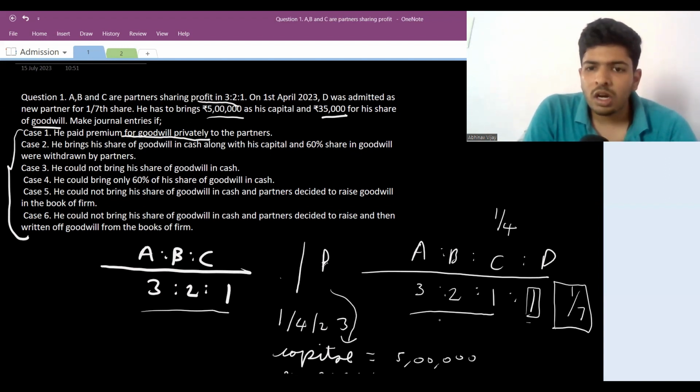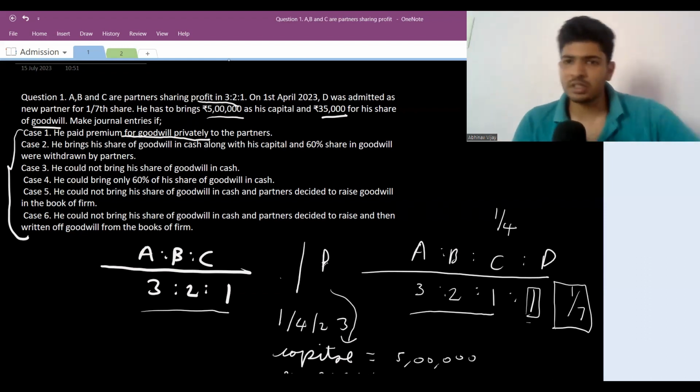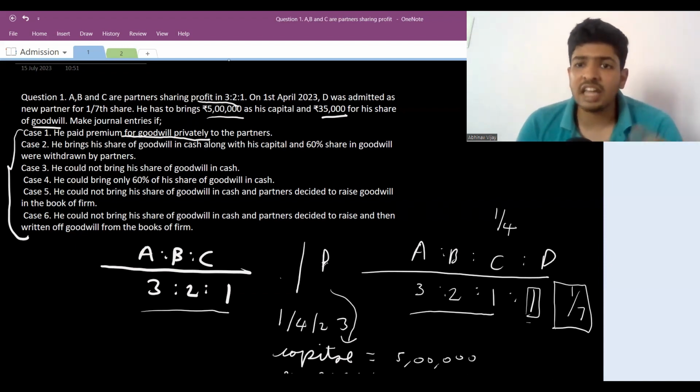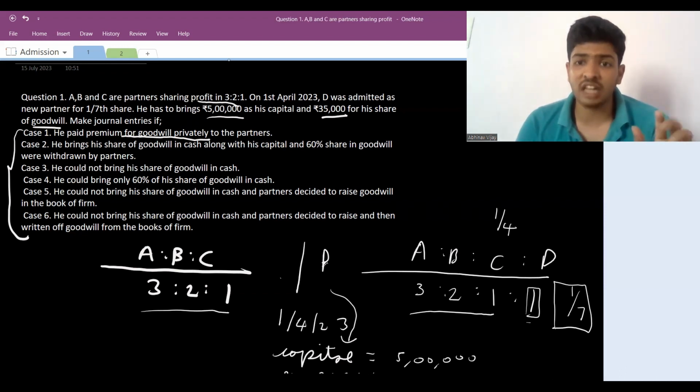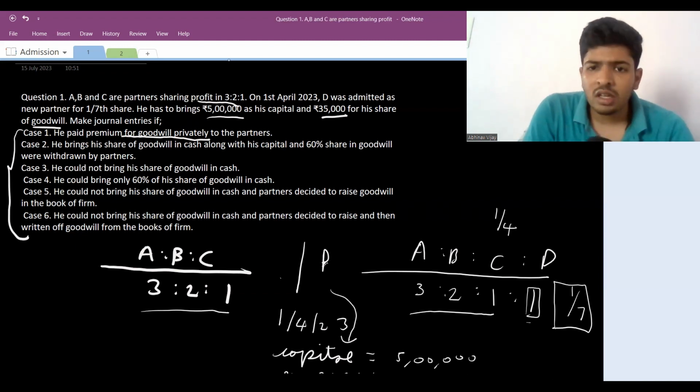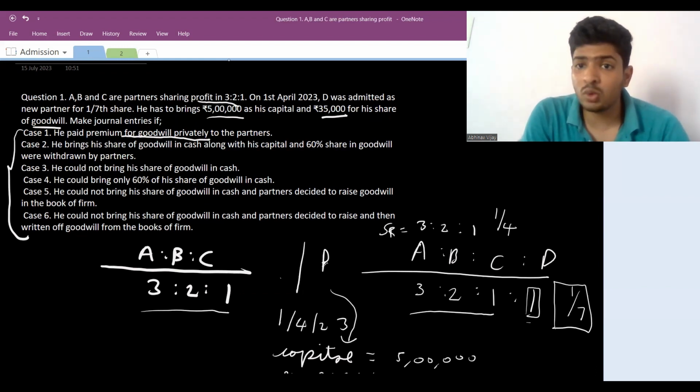Now, one more thing. When the new ratio is calculated and there's nothing else given, like usually they give, right? They give you, for example, D was admitted for 1 by 7th share, and they also say that A, B, and C sacrifice their share in the ratio of 1:2:3. In that case, you need to do workings again. But whenever they are not telling in which ratio they have sacrificed, that means the sacrificing ratio is also 3:2:1 only. Correct?